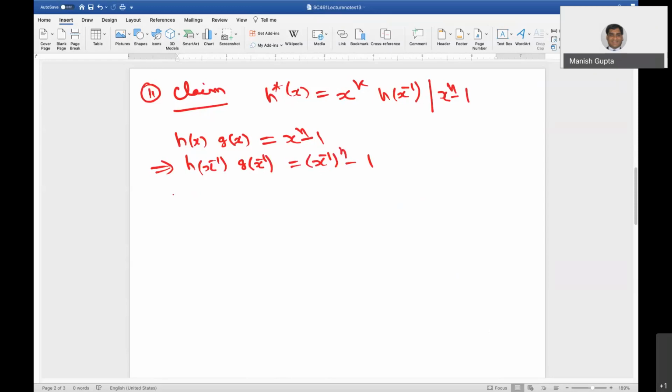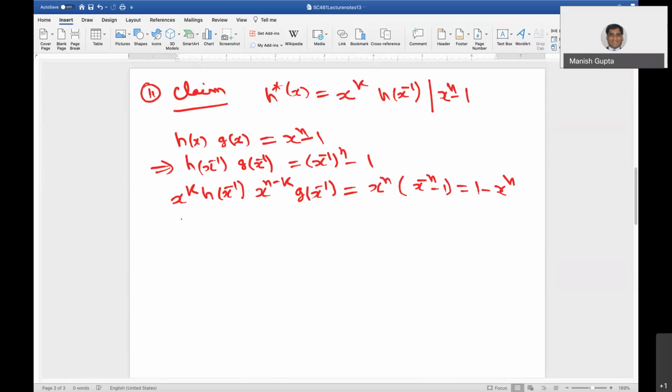Multiply the whole thing by x raised to power k, so we are going to get x raised to power k h(x inverse). Then I can adjust the term by multiplying it by x raised to power n, on both sides, right? So g(x inverse) is the same thing as x raised to power n, x raised to power minus n minus 1, which is 1 minus x raised to power n. And this modulo x raised to power n minus 1 is 0 actually, right?